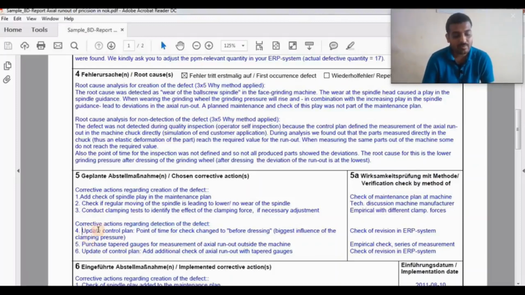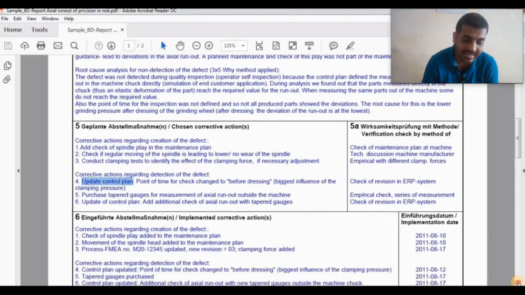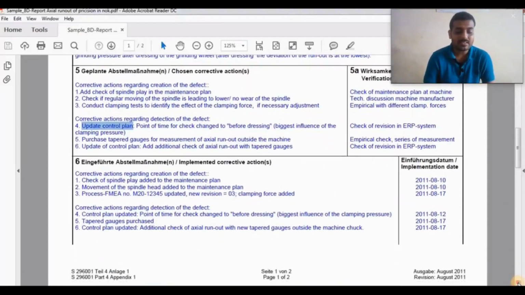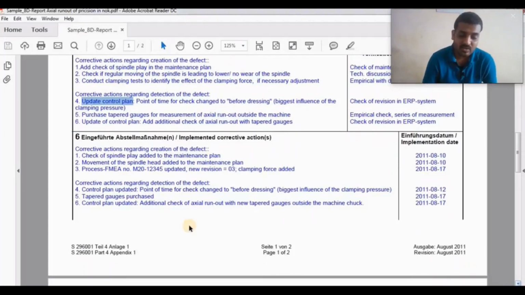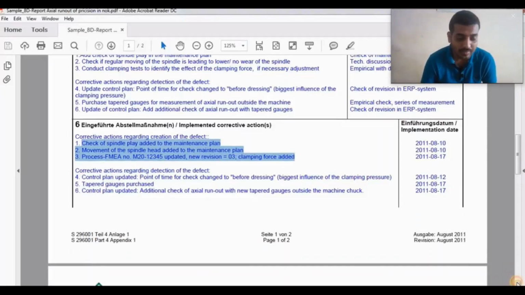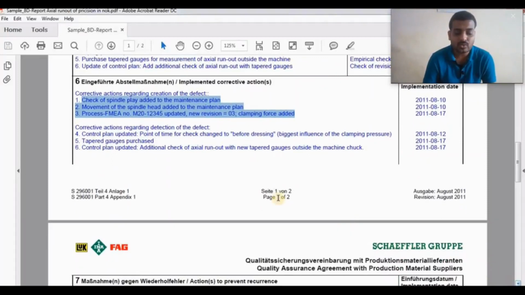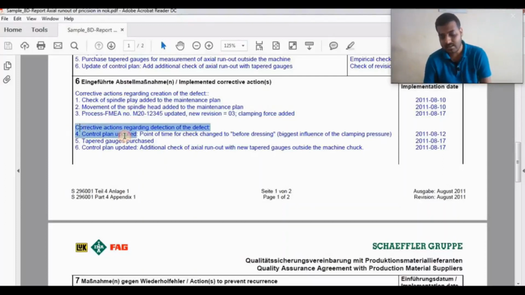So they have implemented corrective actions like check of spindle play added to the maintenance plan, then movement of the spindle head added to the maintenance plan, as well as they have updated the process FMEA, okay, with the revision number. Okay, then for corrective actions regarding detection of defect they have updated the control plan. Also they have updated the control plan in addition to check of axial runout with a new tapered gauge outside the machine work. Okay, and also they have mentioned the date on which the actions are completed.